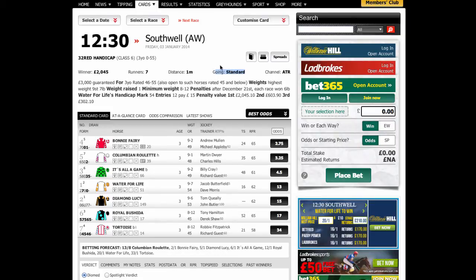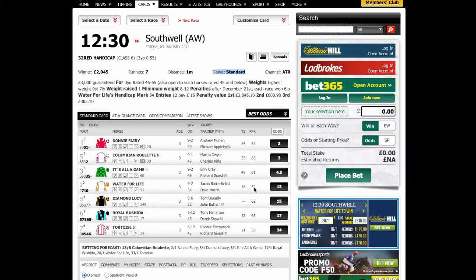Okay, so that's some quite important information that we've already found out there, because we're going to be looking immediately for horses that have shown they can run over similar conditions. Those are the horses we're most interested in. So we've got to start by narrowing the field down immediately, and this is a field of 7, which is a good number. So we're going to take the top half of the field, so that's 4 in this case. I'm going to do 3 plus 1 because we can't do 3.5. So we're going to look at the top 4 runners, which are Bonnie Fairy, Colombian Roulette, It's All a Game, and Water for Life.